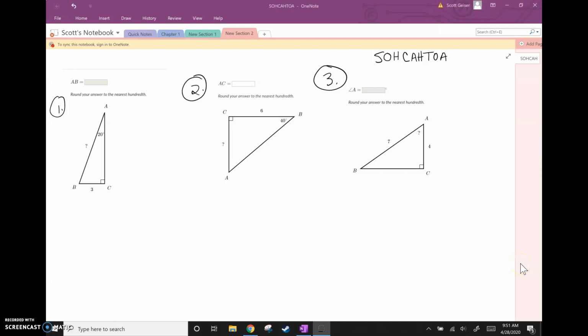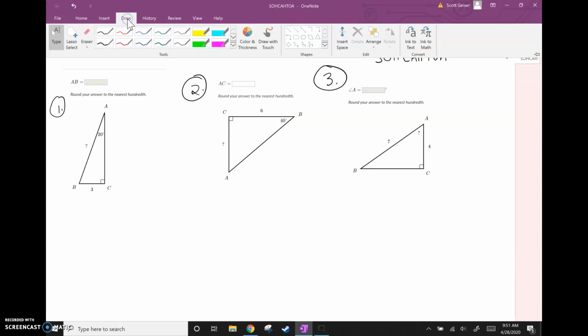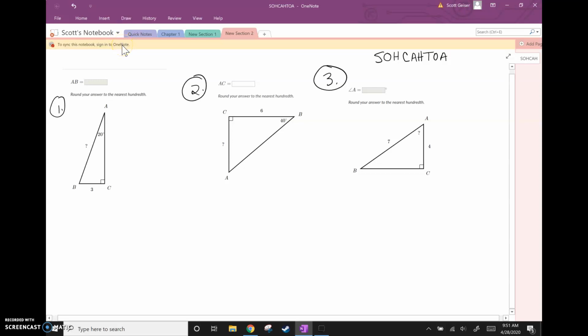Okay, guys, a little review on trigonometry. We're going to use SOHCAHTOA here to find the side of a right triangle, and then on number 3 here, it's finding the angle of a right triangle. So the first thing that we've done before, we circle the reference angle, which is the angle that's given to us that's not the 90 degrees. Okay, so the 20 degrees.